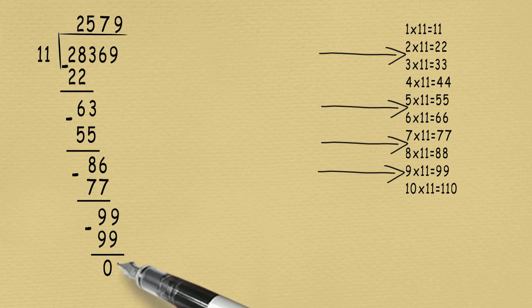And that completes the steps, because there are no more numbers to drop down. So we completed this division.